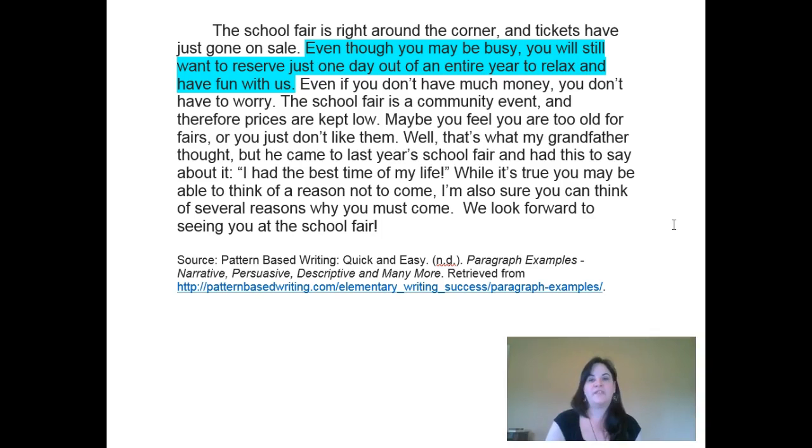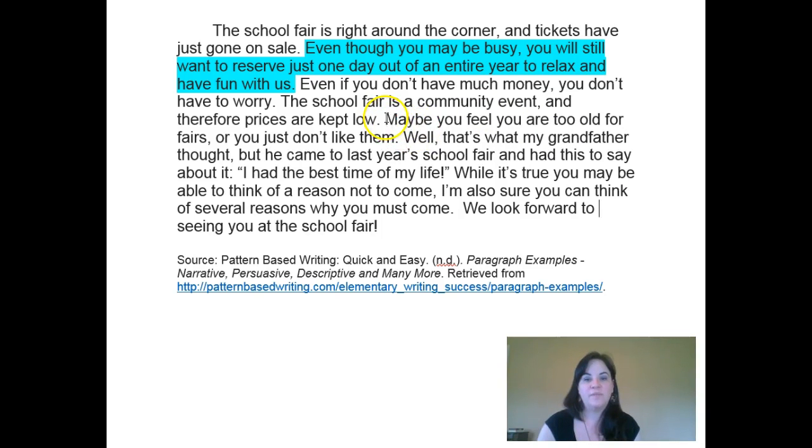The rest of this paragraph then gives us reasons why the school fair is worth our time and money. So it says even if you don't have much money, it is a community event and the prices are kept low. That is a logical appeal, using the reader's sense of reasoning that the school fair might not be worth the money to try to convince people to come. Then we have a nice little credibility appeal.